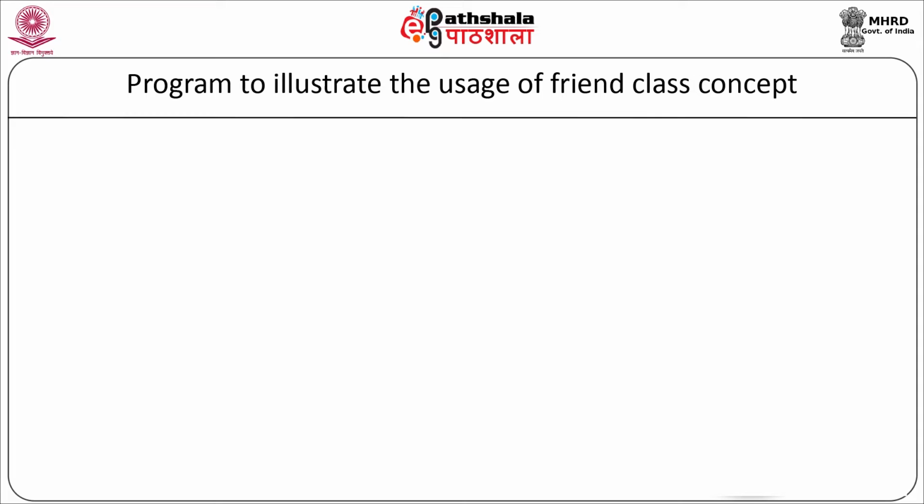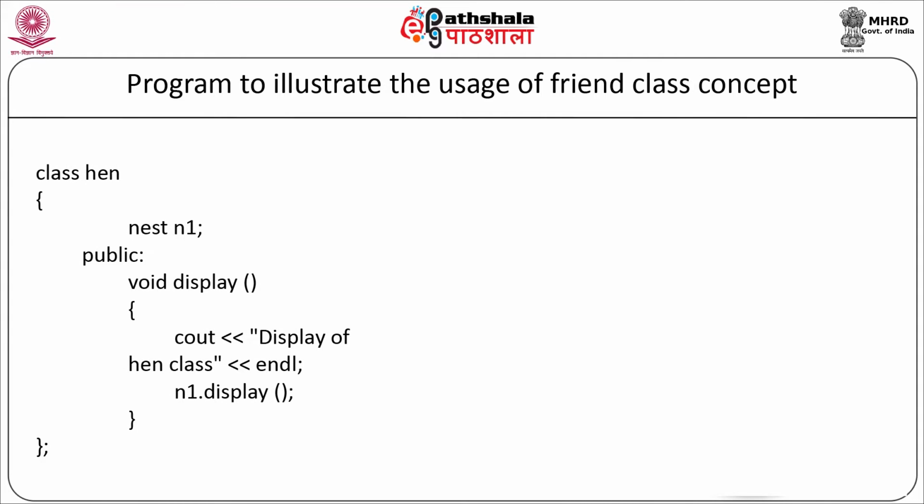Now we will define our class hen. Here we will declare the object of class nest as nest n1 in a private scope. In a public section we will have void display. Here we will display the message as cout, display of hen class, endl. Now we will call the display of class nest using the object n1 as n1 dot display. Our display function will end and our class declaration will end. Now we will start with our main program, integer main. Here we will have the object of class hen, h1, and we are going to call the function h1 dot display, return 0, and our main program will end.